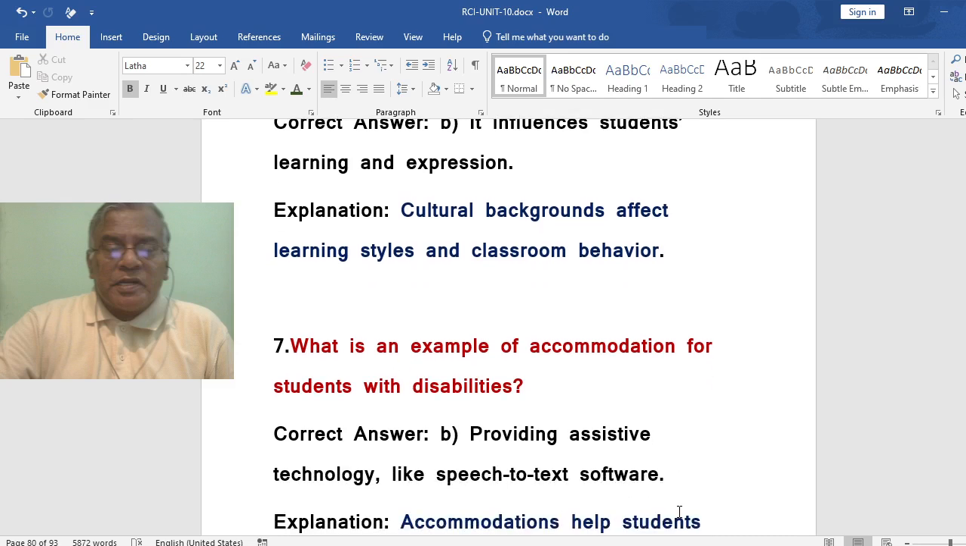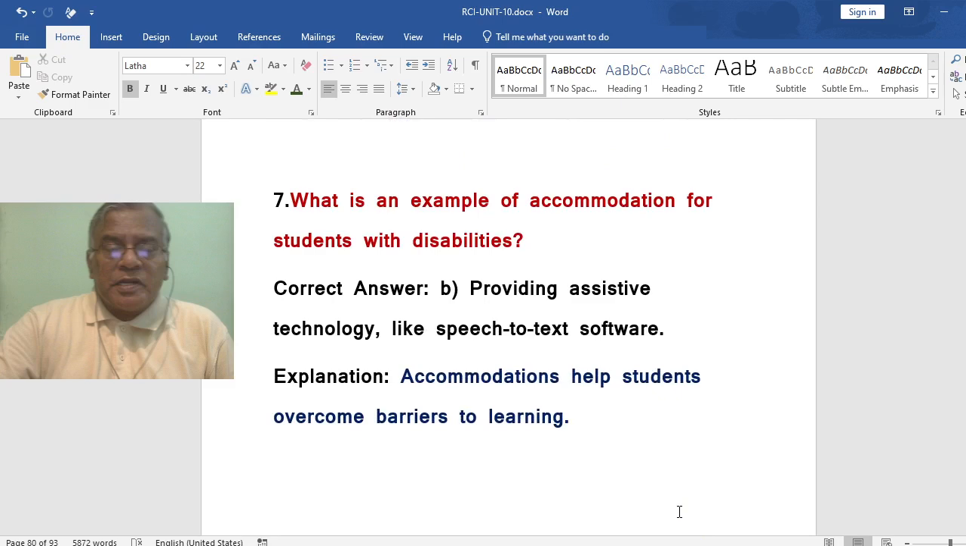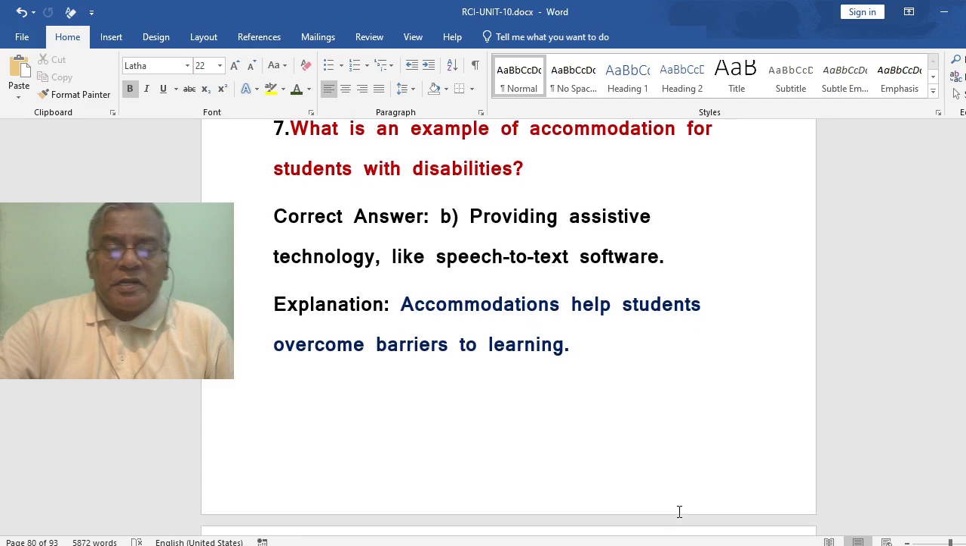What is an example of accommodation for students with disabilities? That is providing assistive technology like speech-to-text software. You speak and something is typed out on the screen. That type of software is available. It gets sensitized to your words, and your words are written there on the screen. That is speech-to-text software. It is very helpful for students with disabilities. So accommodations help students to overcome barriers to learning. So this is one example of accommodation for students with disabilities.